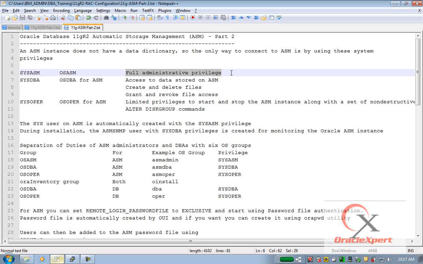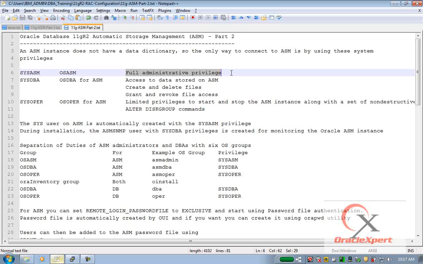SYSDBA has access to the data stored on ASM. SYSDBA can create and delete files, grant and revoke file accesses. But destructive operations on the disk groups cannot be performed by SYSDBA. They can only be performed by SYSASM.